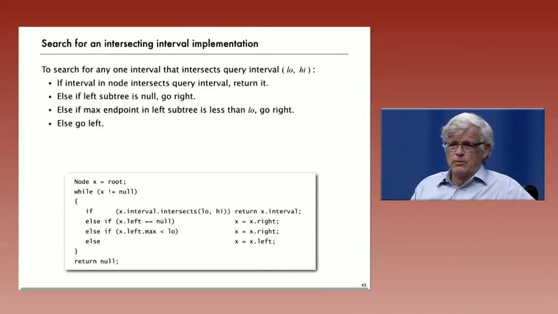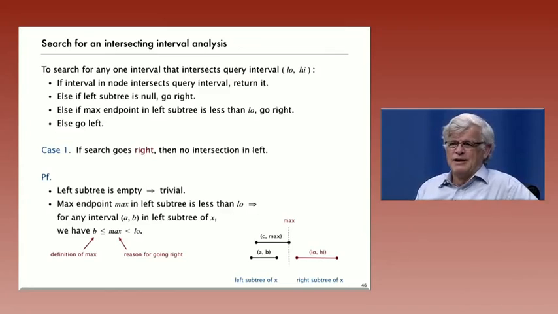So from those rules, you can see that the amount of code required to implement this interval intersection is extremely low. We just check for an intersection. If we find it, return. If left is null, we go right. Otherwise, if the max is less than low, we go right. Otherwise, we go left. It could hardly be simpler. A really amazingly simple and efficient algorithm. We should convince ourselves that it always works, and so we'll spend just a moment on a short proof.